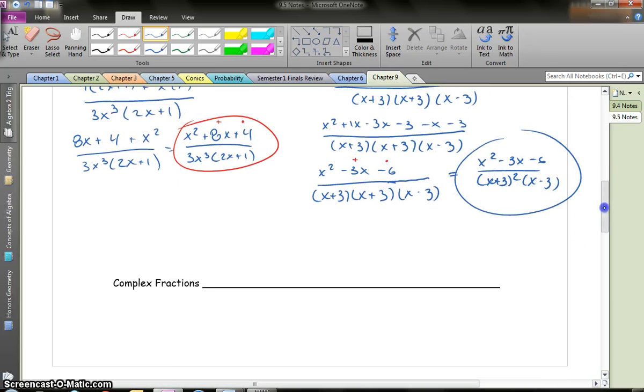Alright, now we're going to move on to complex fractions. Now complex fractions are basically a fraction that contains a fraction.